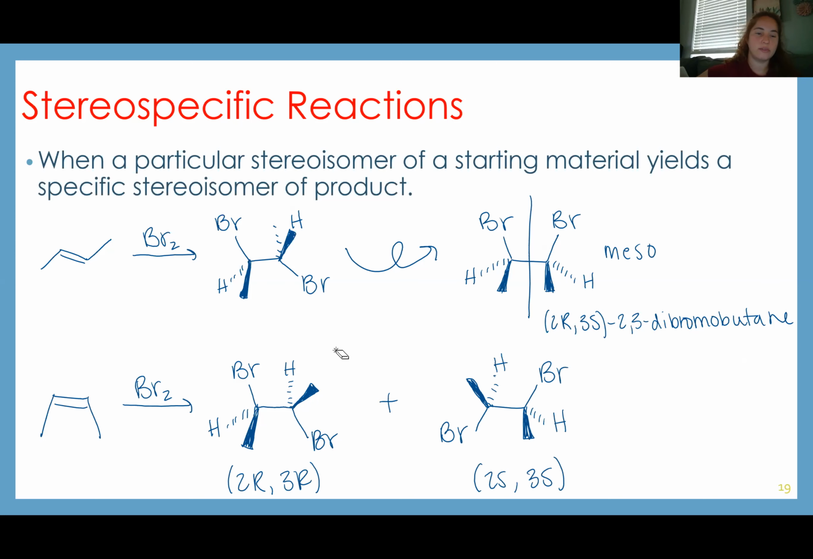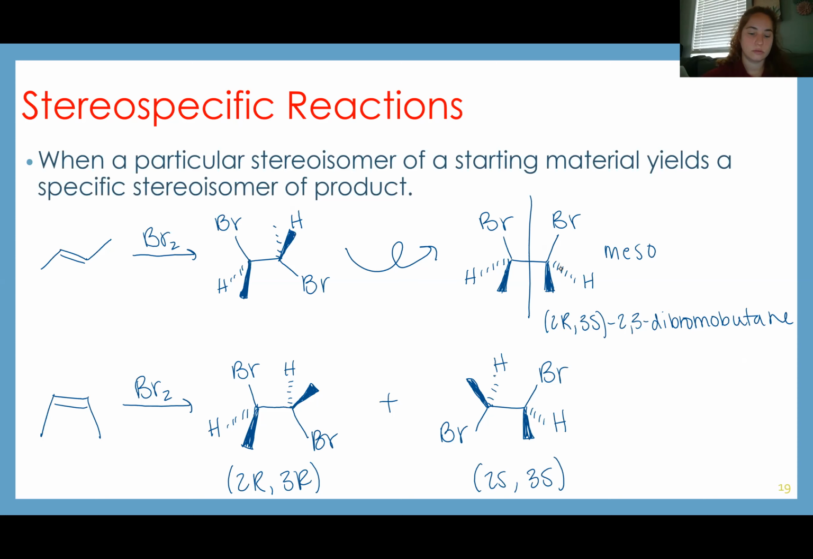Now remember, if this alkene were not symmetrical, you would not have a meso product in this top reaction. You would end up with 2 enantiomers. So me asking you to draw out the specific product stereochemically from an alkene like this, I don't do that very often. Usually if I'm looking for a stereospecific product, it's coming from a cyclic structure.